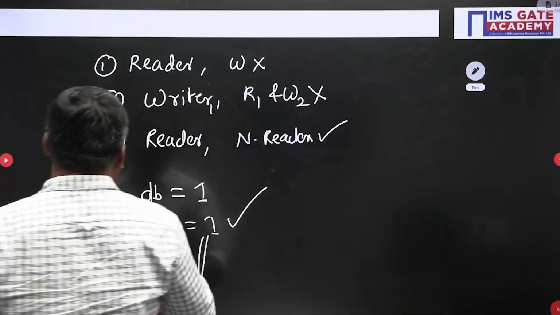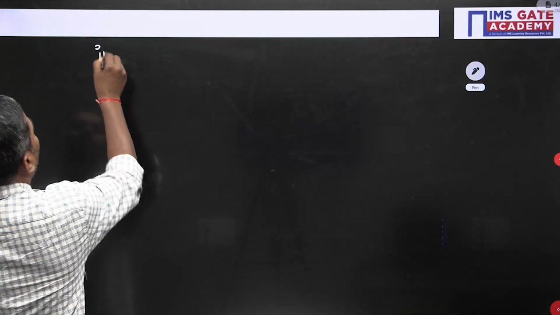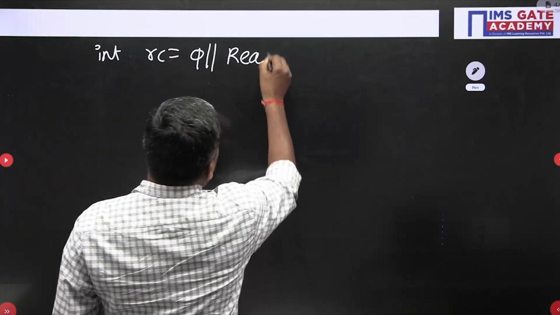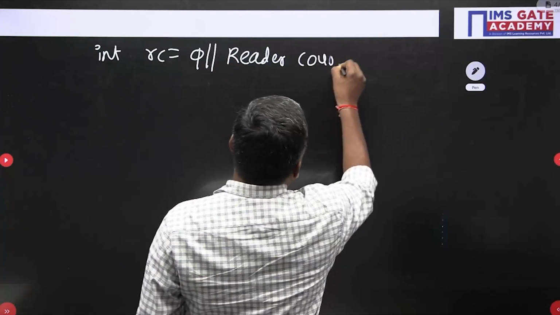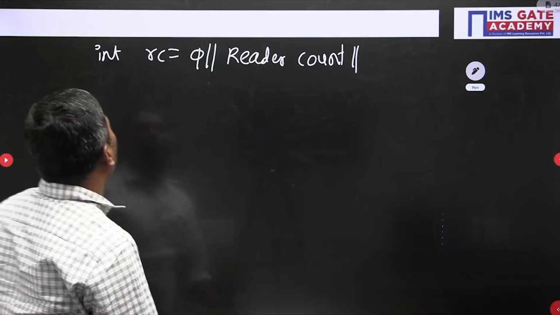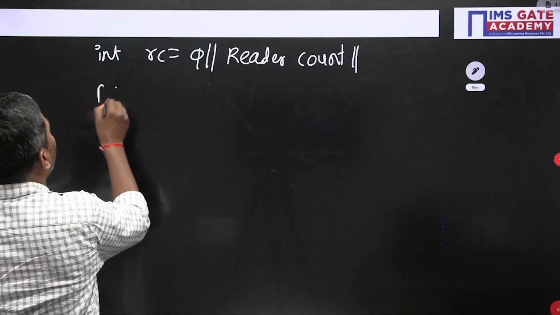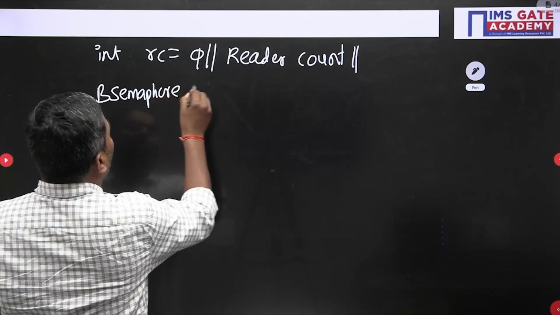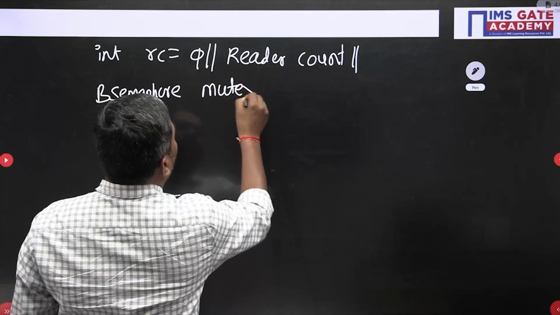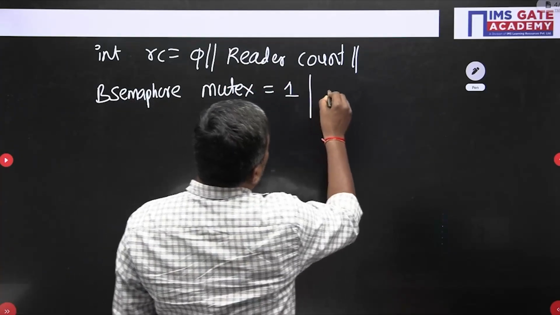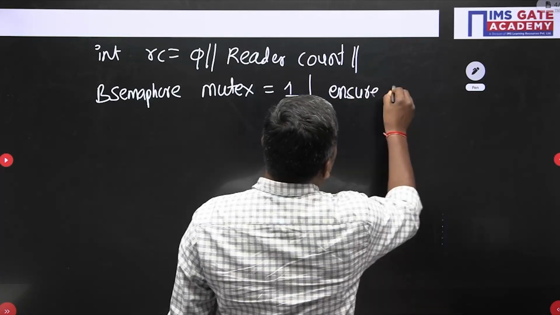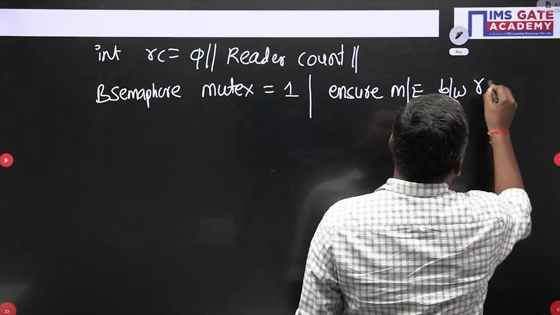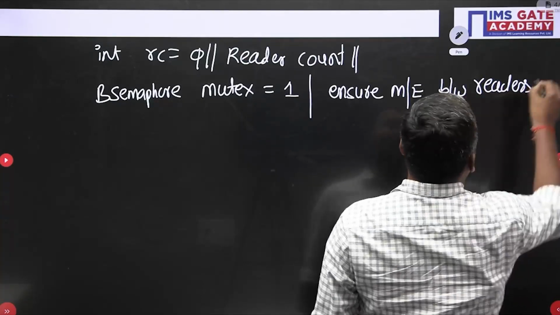Let's understand the code here. I'll declare a global variable int RC equal to 0. This maintains the reader count, how many readers have come. Another variable is a binary semaphore, that is mutex, initialized to 1. This is going to ensure mutual exclusion between readers accessing the count variable.